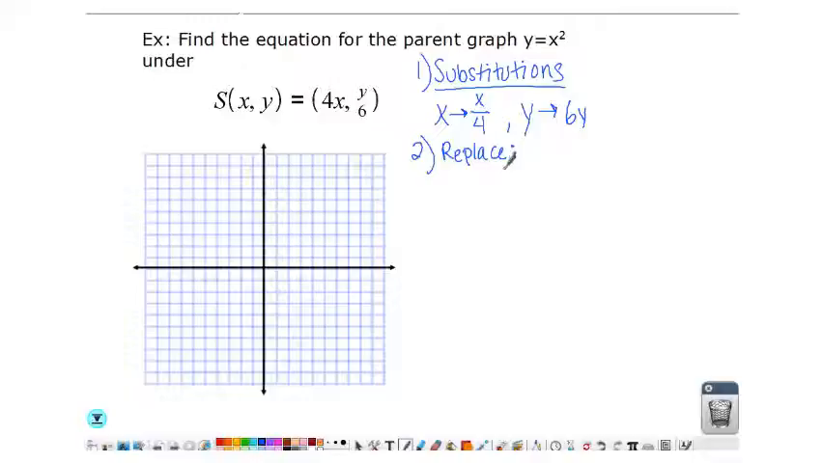So our equation is going to go from y equals x squared to 6y, whoops, back that up, I forgot the equal sign, equals, and then when you plug in for x, you're going to do x over 4, and the square is applying to all of that. So now we want to simplify it, so this would be a good thing for that step. So step 3 is going to be simplify and solve for y.